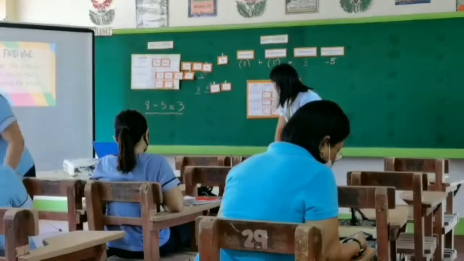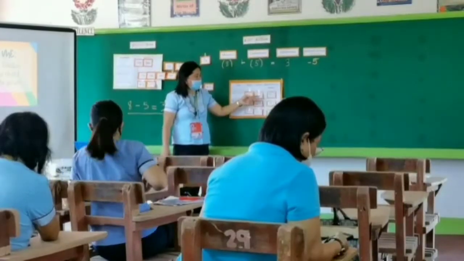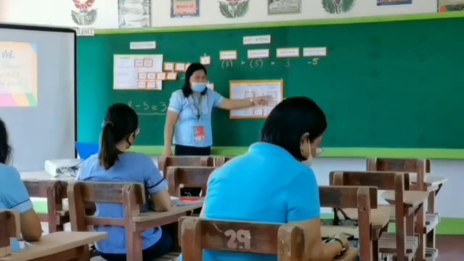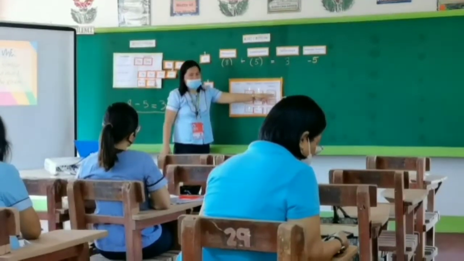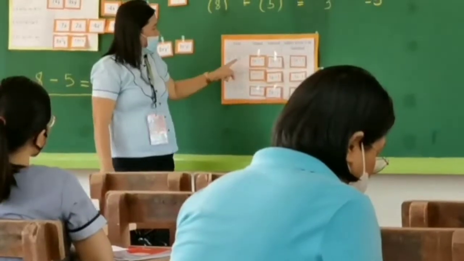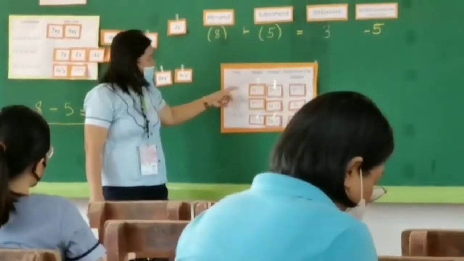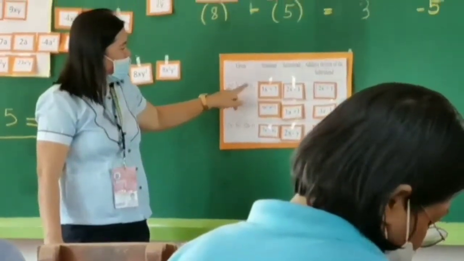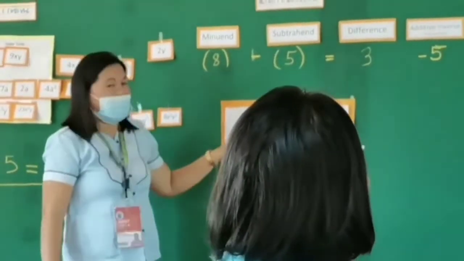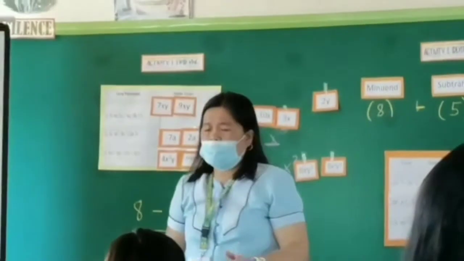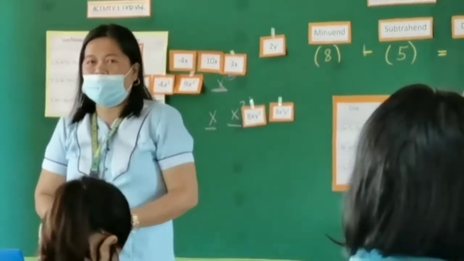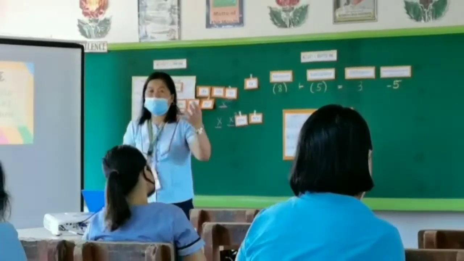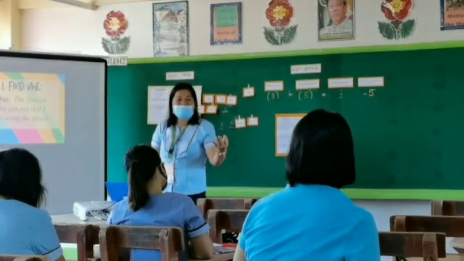Take note, how do you remember the rules in adding and subtracting polynomials? Positive, positive, negative, negative, the sign will be?